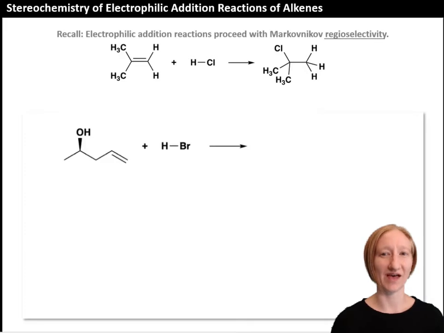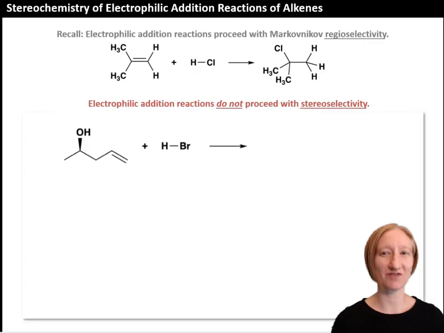This occurs with the X adding to the more substituted carbon and the hydrogen adding to the less substituted carbon. We haven't yet talked about the stereochemistry of these reactions. These reactions do not proceed with stereoselectivity, meaning that when more than one stereoisomer can form in these reactions, they will both form. And in an electrophilic addition reaction, we sometimes have the possibility to form two different stereoisomers of the product.